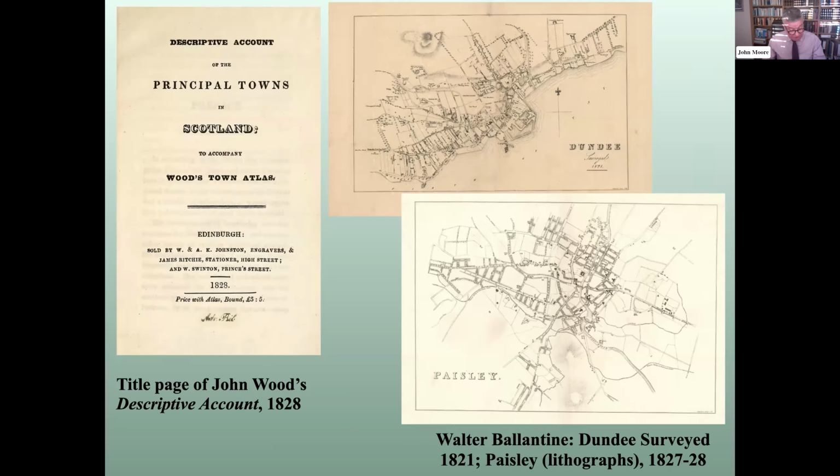Although several libraries hold bound collections of his plans, these appear to be unique but divergent sets of individual sheets without any title page. Furthermore, the descriptive account does not describe all boroughs Wood had surveyed by this date. In fact, 5 towns, including Alloa, Burntisland and Galashiels, which were mapped between 1824 and 1826, were omitted.